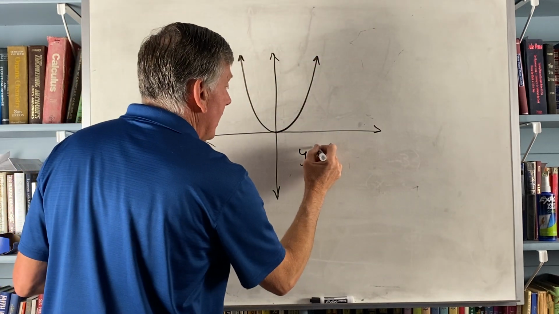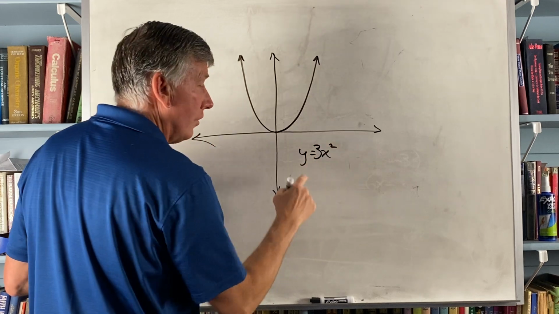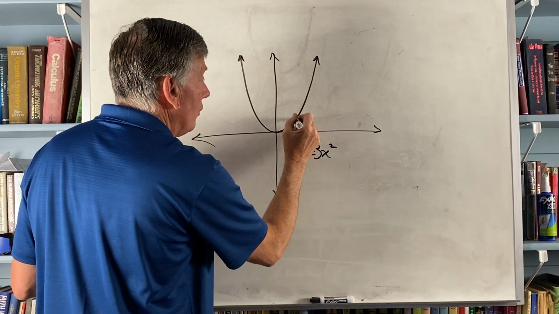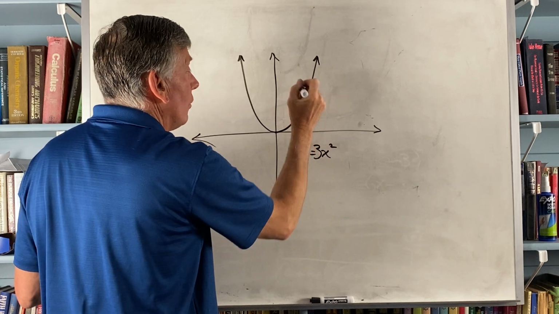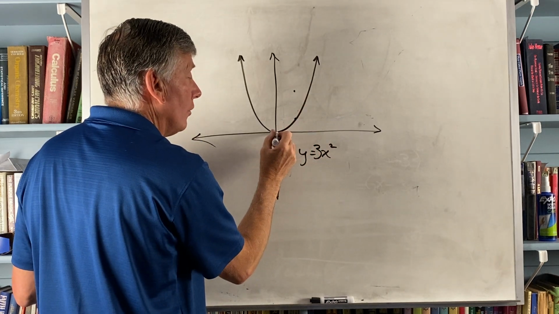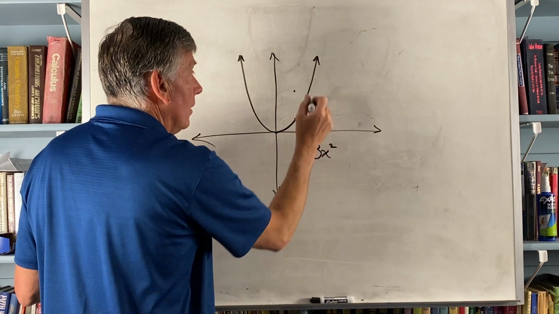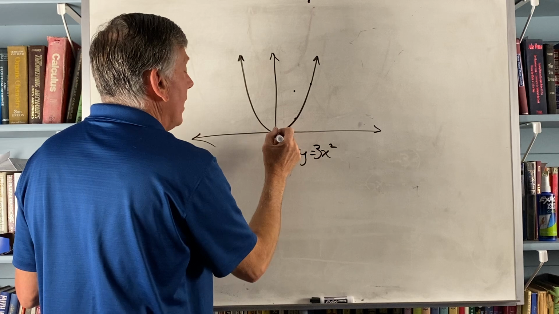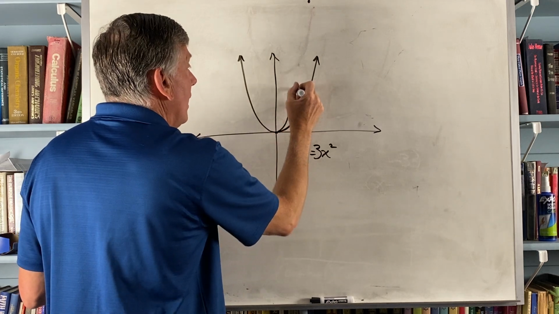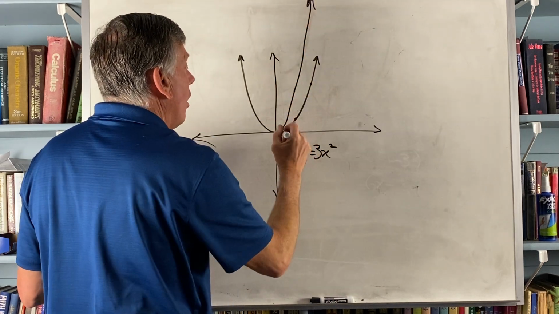If I put a 3 in front of that, that means every value that was here is now multiplied times 3, so it goes up here. 0 stays the same. This value here goes maybe way up here. And my new parabola has gotten much taller.